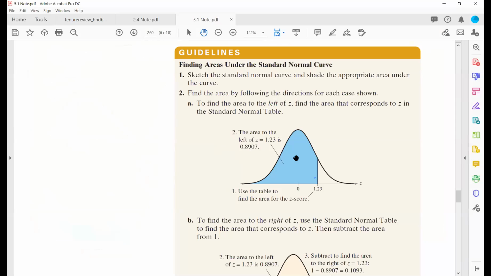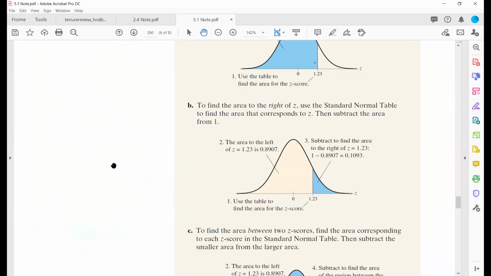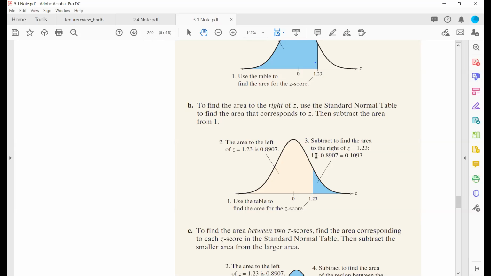So area to the left is not that hard. How about area to the right-hand side? To find the area to the right-hand side of Z equals 1.28, after finding 89%, you have to subtract that from 100% or the total area, which is 1. So you get almost 11%.